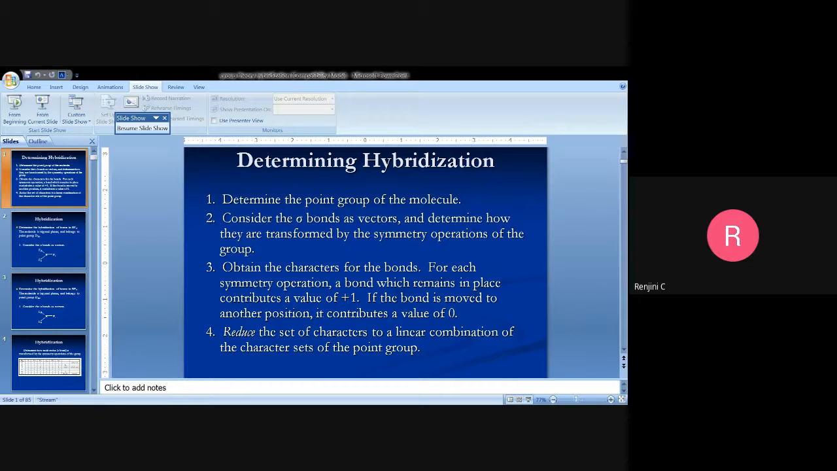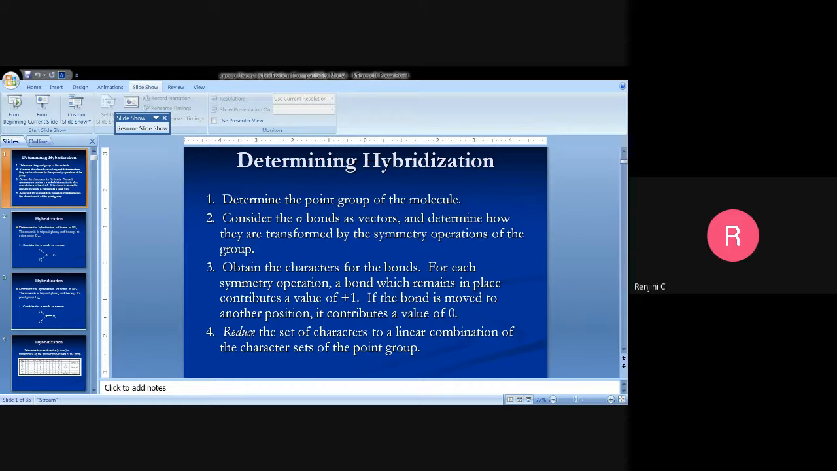So these are the characters for the reducible representation. To find out the hybridization of boron in the BF3 molecule, we can see that the reducible representation is 3 0 1, 3 0 1. And now we have to reduce this representation by using the standard reduction formula.